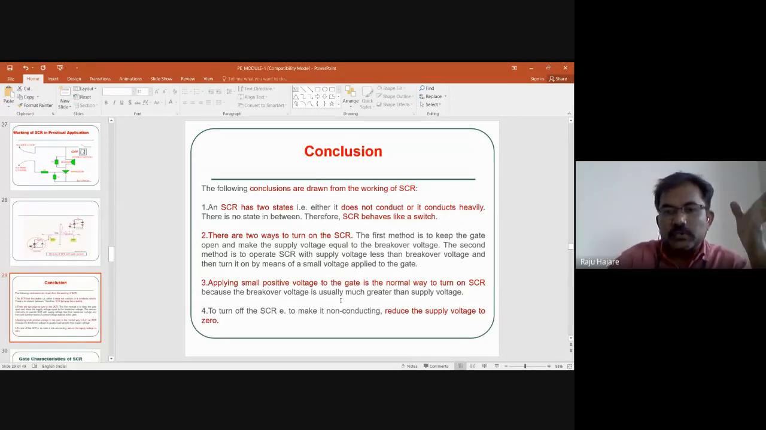First method is to keep the gate open and make the supply voltage equal to breakover voltage and turn on the SCR. Correct? Now we have seen this. So second method, what you do? You apply the trigger pulse and turn on the SCR. That time your breakover voltage will vary. That is, it will be less than the previous value. Breakover voltage will be less in the second case when you apply the trigger pulse, that we have seen.